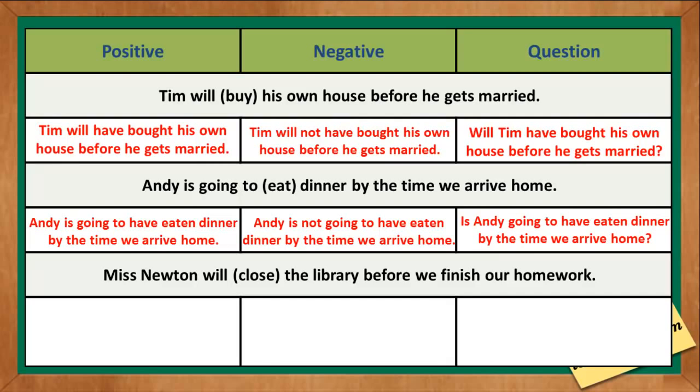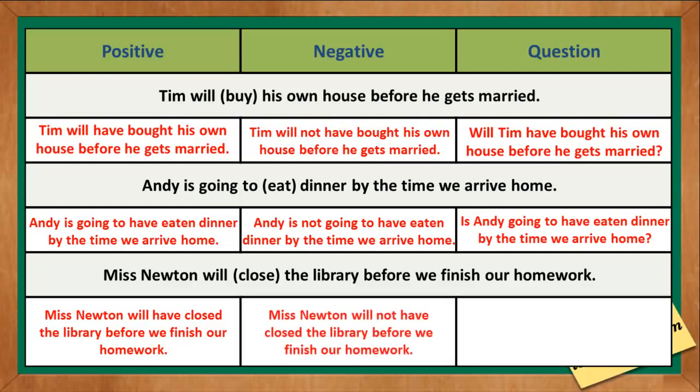The last one, Miss Newton will close the library before we finish our homework. The verb is close. The correct positive statement is, Miss Newton will have closed the library before we finish our homework. The negative sentence is, Miss Newton will not have closed the library before we finish our homework. And the question is, will Miss Newton have closed the library before we finish our homework? Did you get it right?